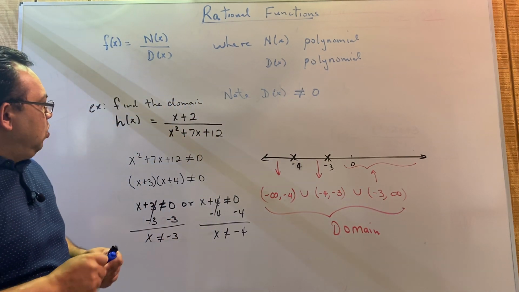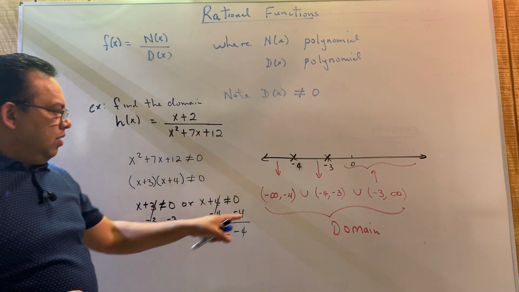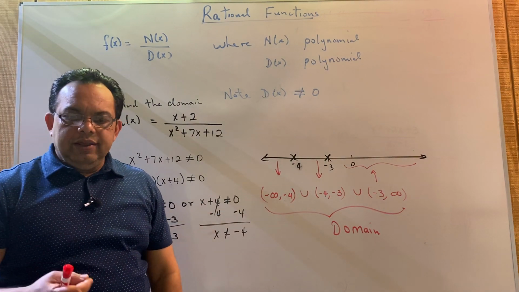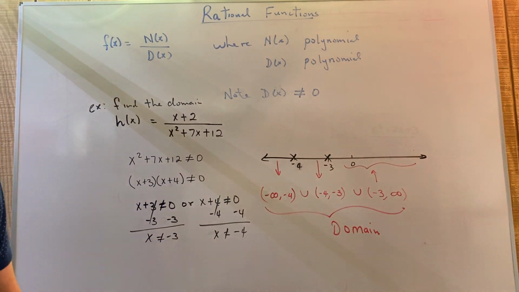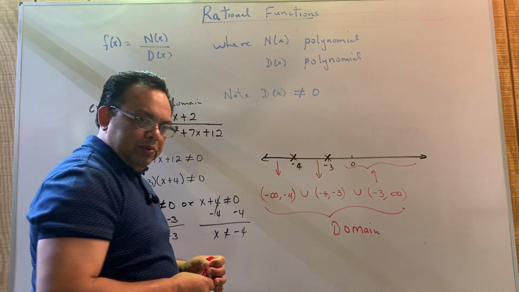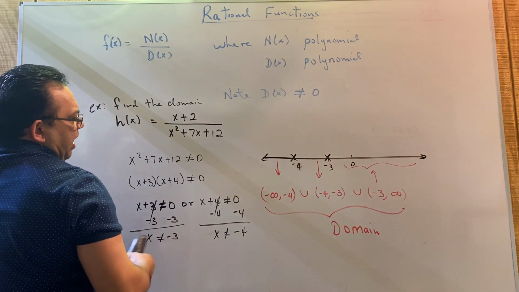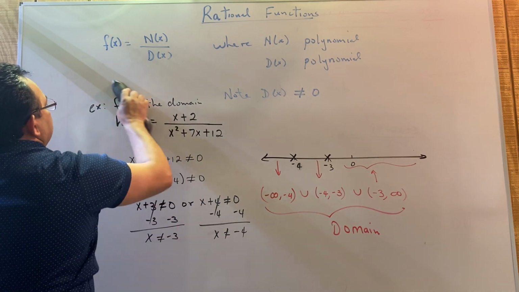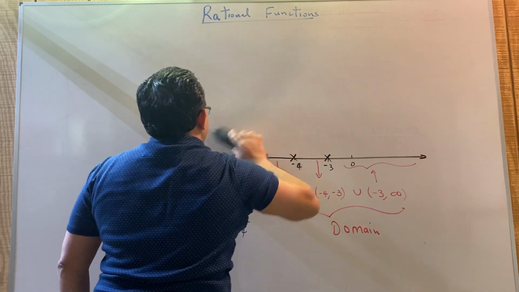So it all depends on what your denominator is, how many values you get. You will extract those values and write what's left, and what's left is called the domain of the function. Now, if you have a good idea of the domain of a function, we're now able to talk about asymptotes, because the domain will help you with vertical asymptotes.